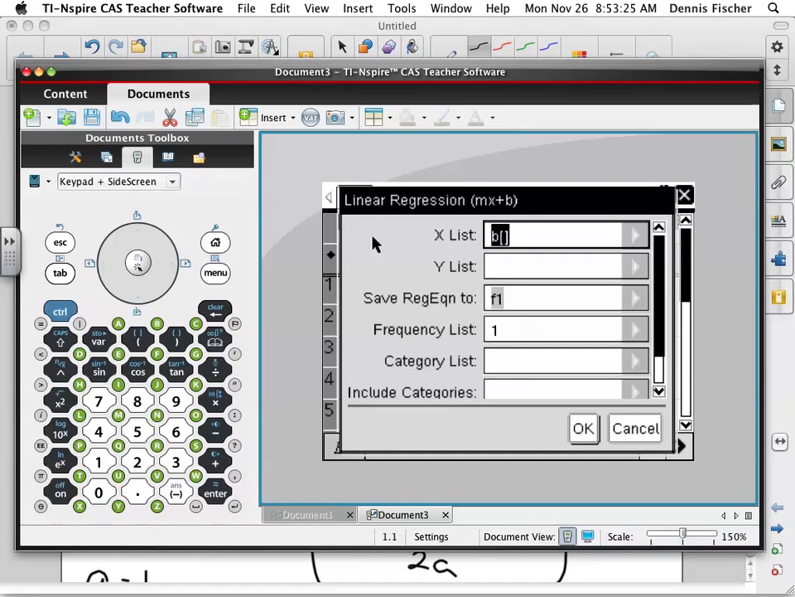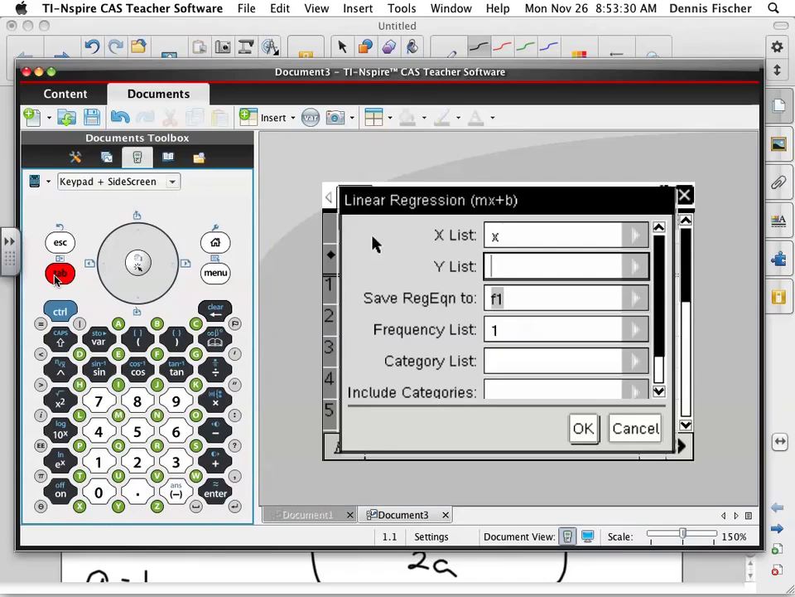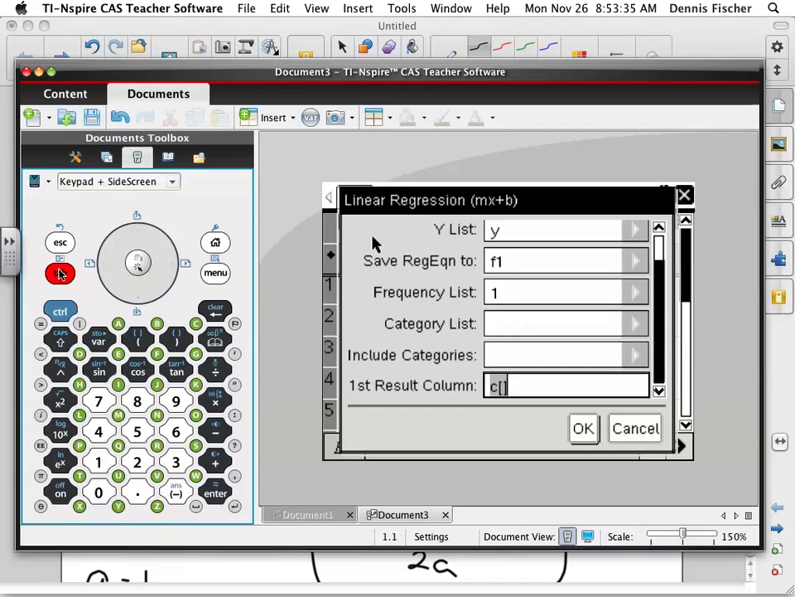What do we label the first list? X. So we're going to put X in there. What do we label the second list? Y. And then we're going to click OK.